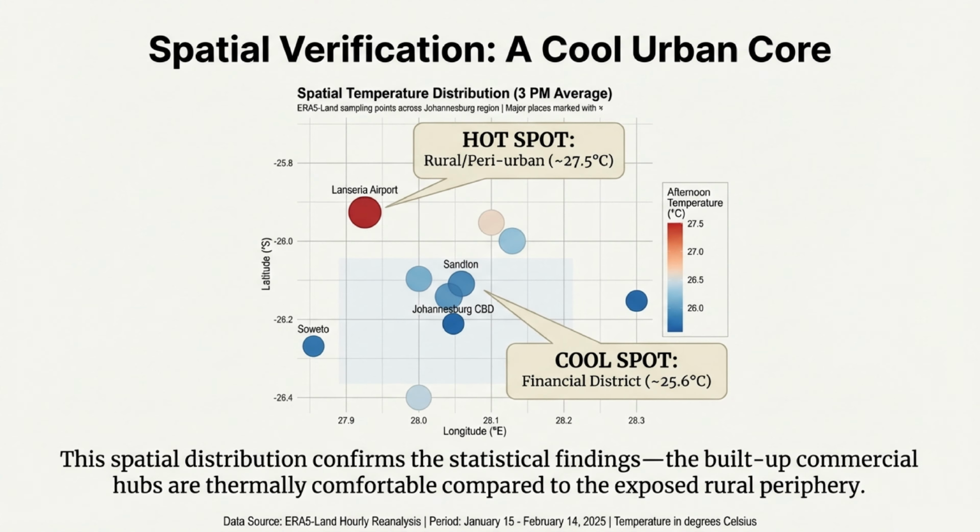This side-by-side comparison perfectly illustrates the morphological contrasts we're investigating in Johannesburg. On the left, the CBD and Sandton represent the economic engines, compact high-rise, LCZ 1, and mid-rise, LCZ 2, zones, dominated by dense built form, with minimal green space. On the right, Soweto, home to over 1.3 million residents, shows a dramatically different LCZ composition.